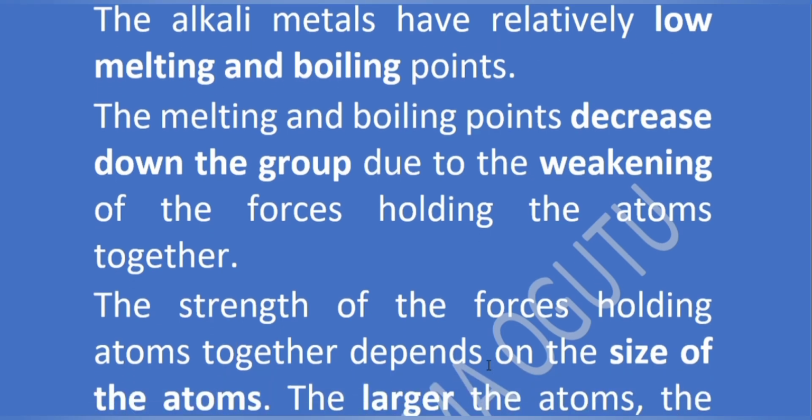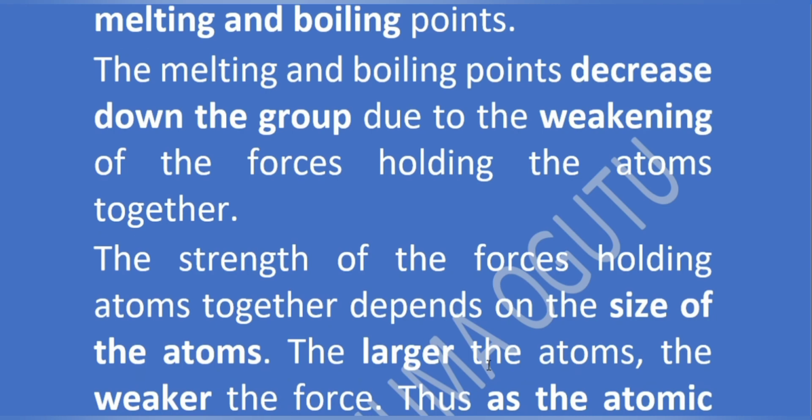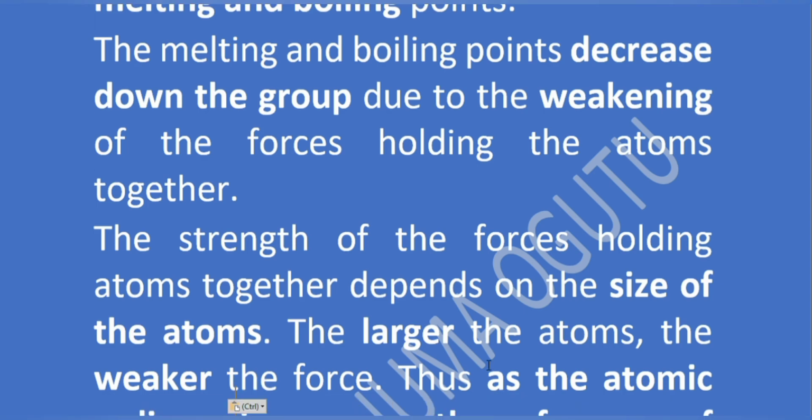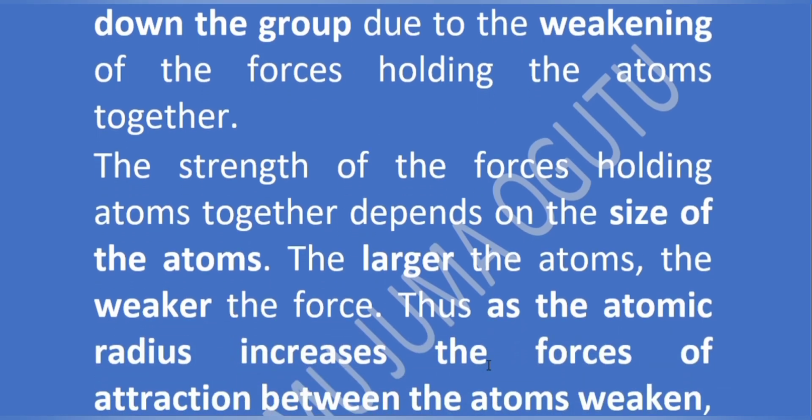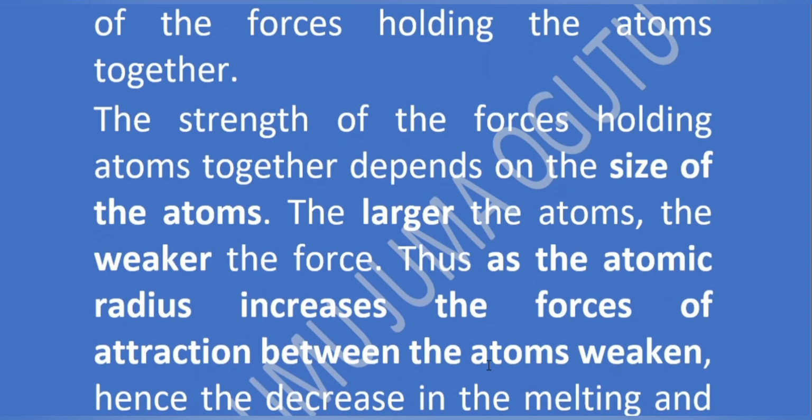Now, the melting and the boiling point. The alkali metals have relatively low melting and boiling points. The melting and boiling points decrease down the group due to the weakening of the forces holding the atoms together. The strength of the forces holding atoms together depends on the size of the atom. The larger the atom, the weaker the force.